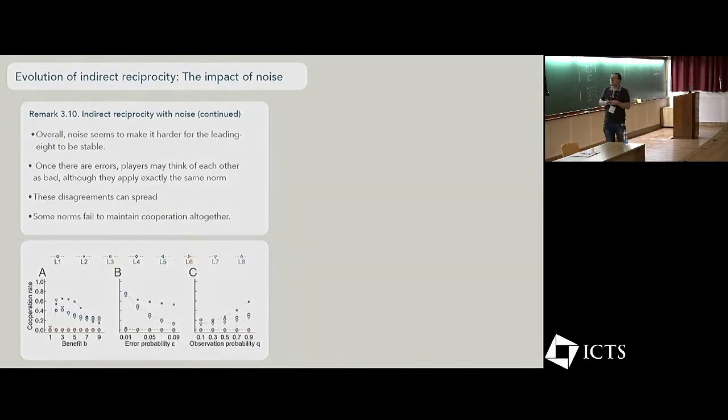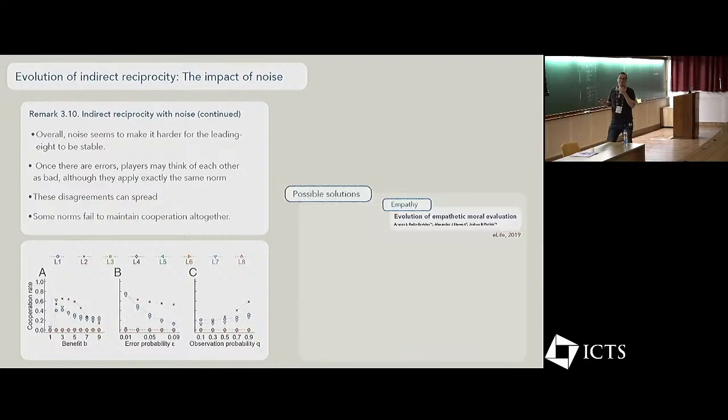And so the previous picture was kind of static. I just kept the norms fixed that people use, like a third would use a leading 8 norm, a third would use all C, a third would use all D. Now you could also do evolutionary simulations on top of that. What you would see is that some norms still give you some cooperation. So for example, L2, if you do evolutionary simulations, you would see that for some benefit values, L2 still gives you something like 70% cooperation overall. But most social norms would fail. Yeah, so what should we do about it?